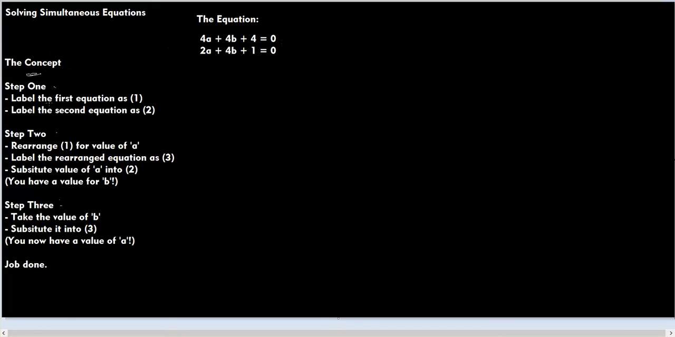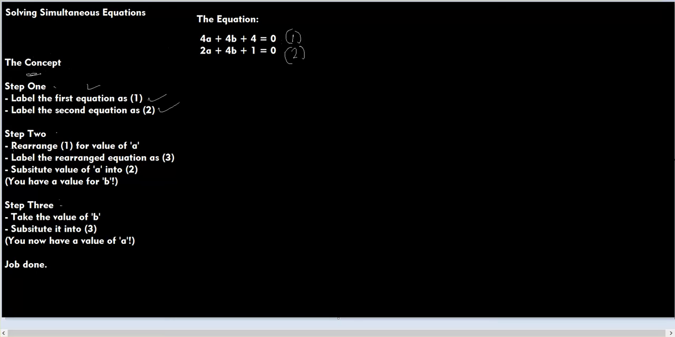In step 1, it says to label the first equation as 1 and to label the second equation as 2. So this is equation 1 and we shall label this as 1. This is equation 2 and we shall label this as equation 2. So step 1 has been completed.